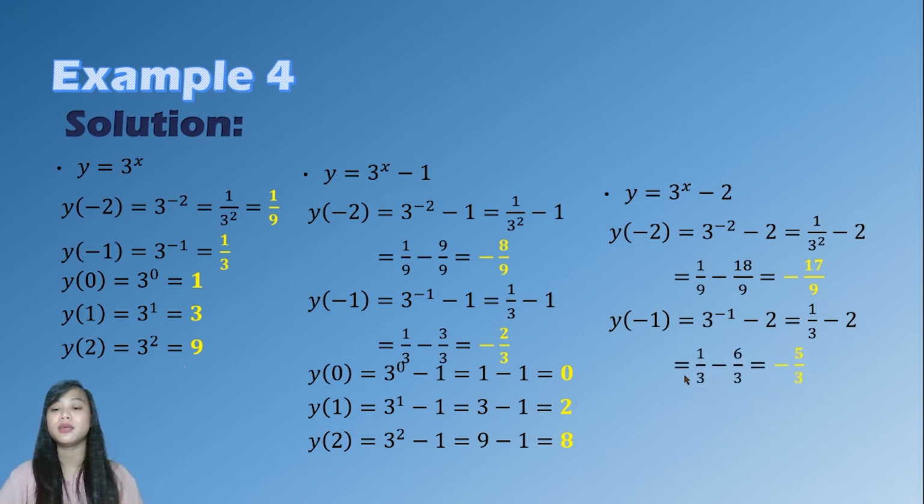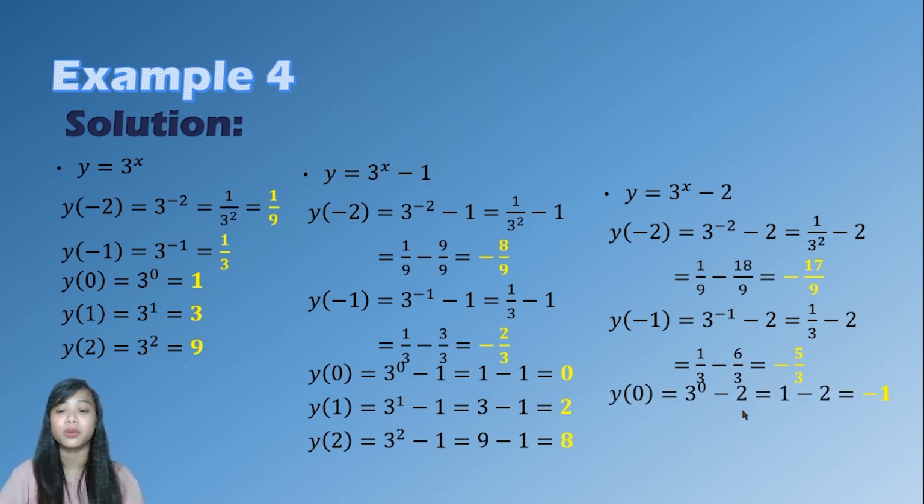Then getting the LCD, we have 3. The LCD is 3. So we just transform 2 to 6 over 3, because 6 divided by 3 is equal to 2. So 1 minus 6 is equal to negative 5 over 3. Copy the denominator, the LCD, which is 3. So we have negative 5 over 3. So that is for y of negative 1.